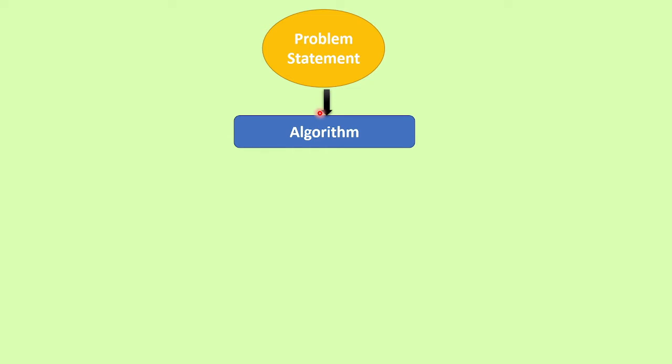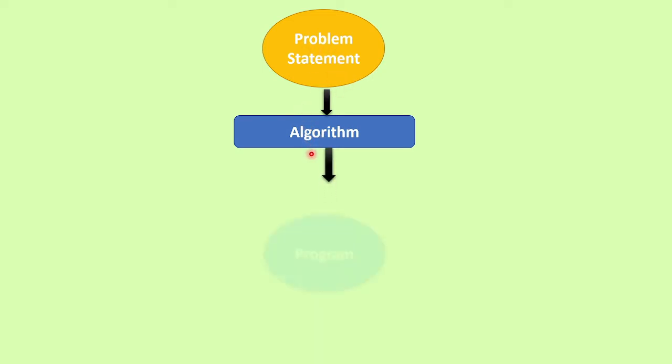For example, if you want to cook something, you want to prepare some dish, you need to follow some steps, right? You need to follow some recipe to prepare that dish. So preparing the dish using the recipe or step by step instruction, that is called as algorithm. Algorithm is like step by step instruction to solve the problem.